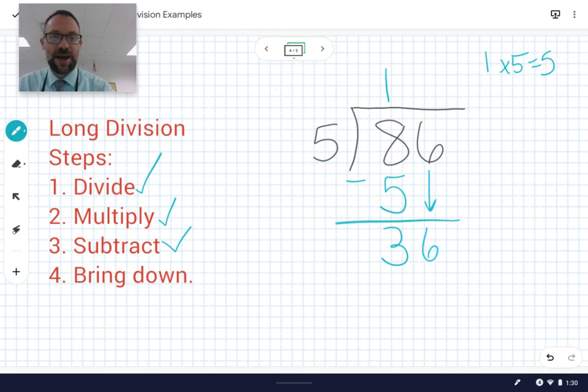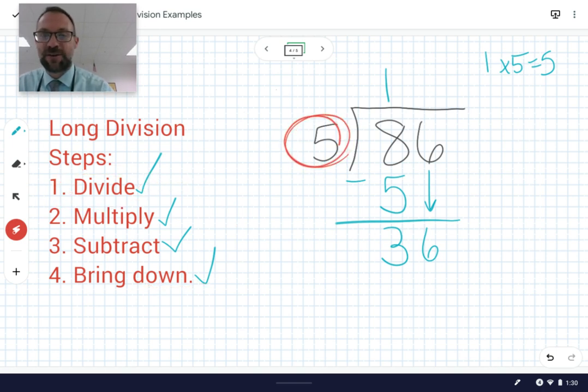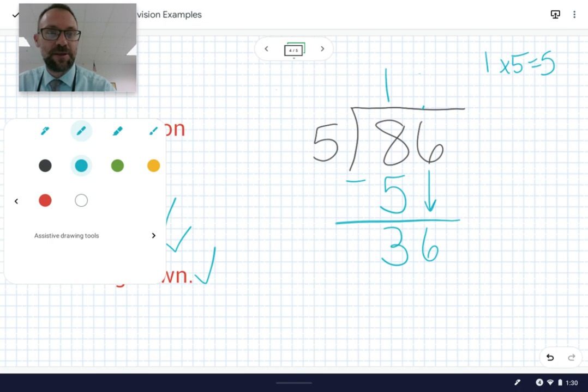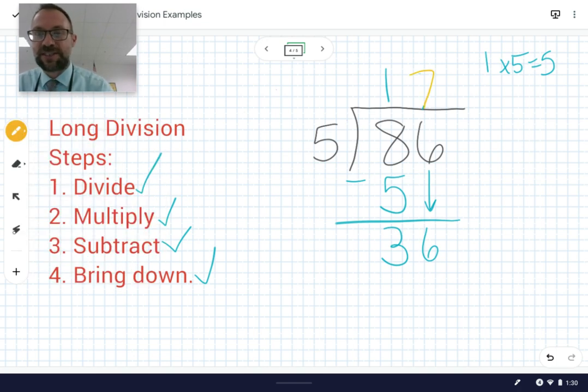And now we have to go back to the top and divide again. How many groups of 5 are there in 36? Well, we know that 5 times 7 is 35. So that takes care of the division step. So now we must multiply. 7 groups of 5 is 35. So we'll write that underneath the 36, keeping our place values lined up. That takes care of the multiplication step.